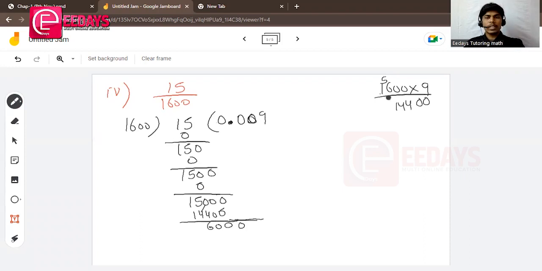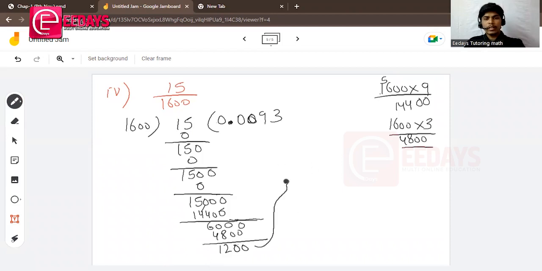Now 1600, 6,000. 1600 with 3: 16 threes are 48. Let's try with 4: 16 fours are 64. Okay, let's try with 48. So you'll get 4800. So 4800 with 3. So we will get the remainder, 1200.